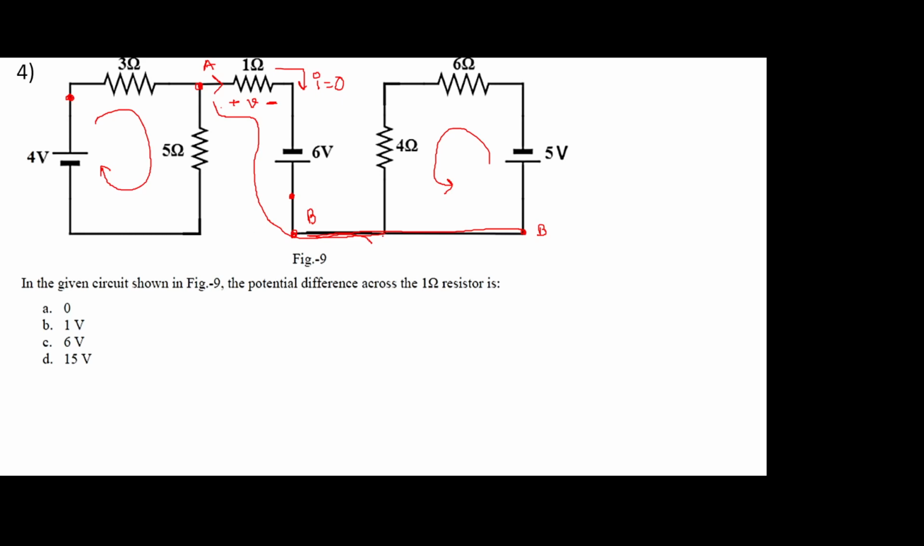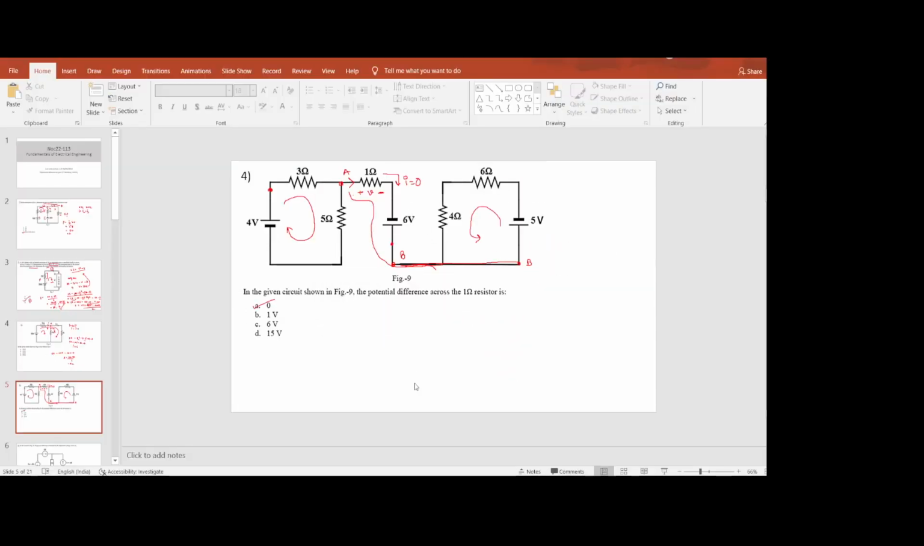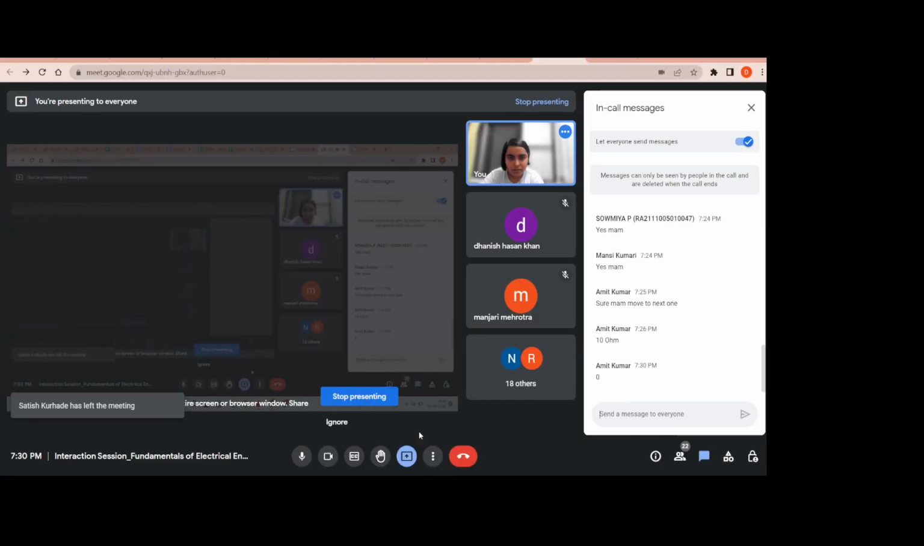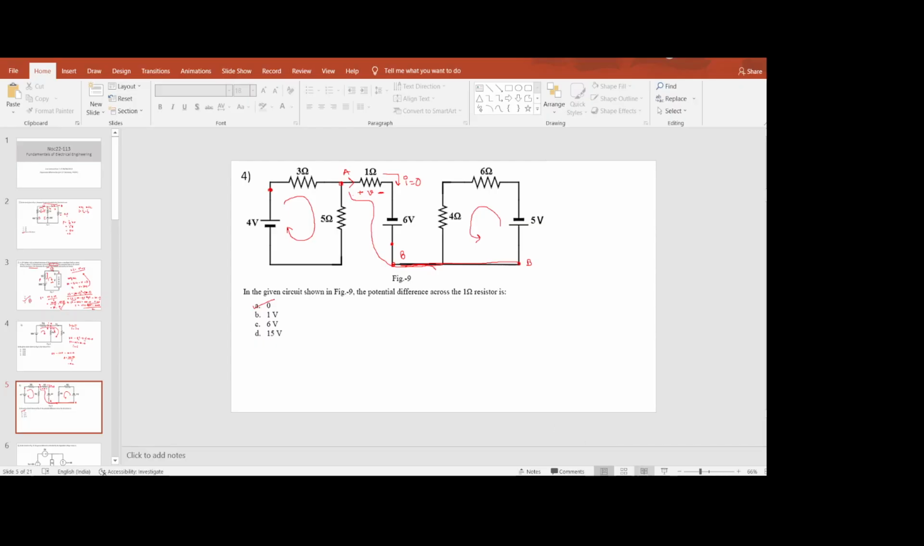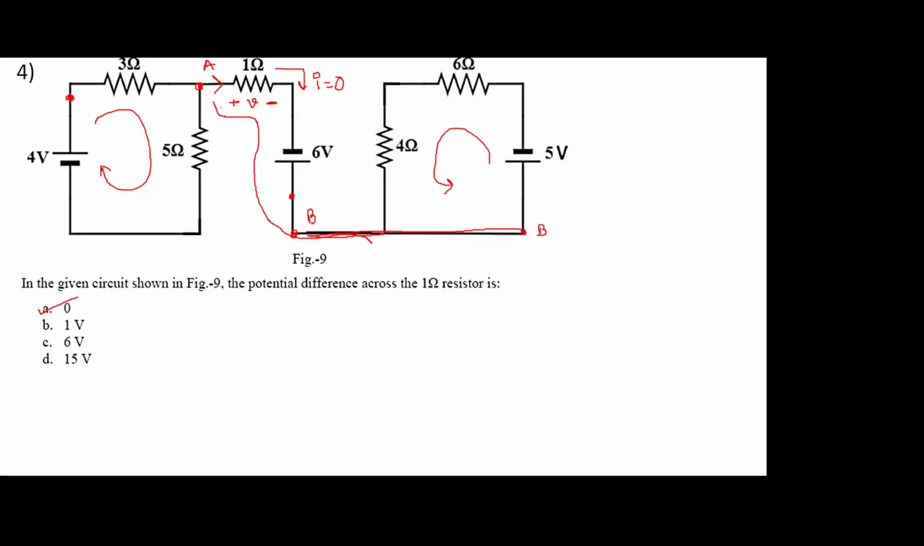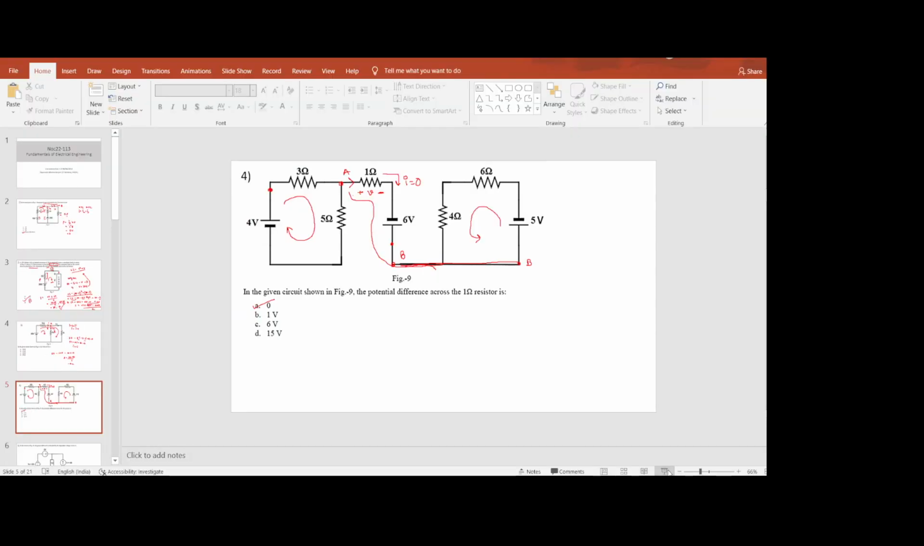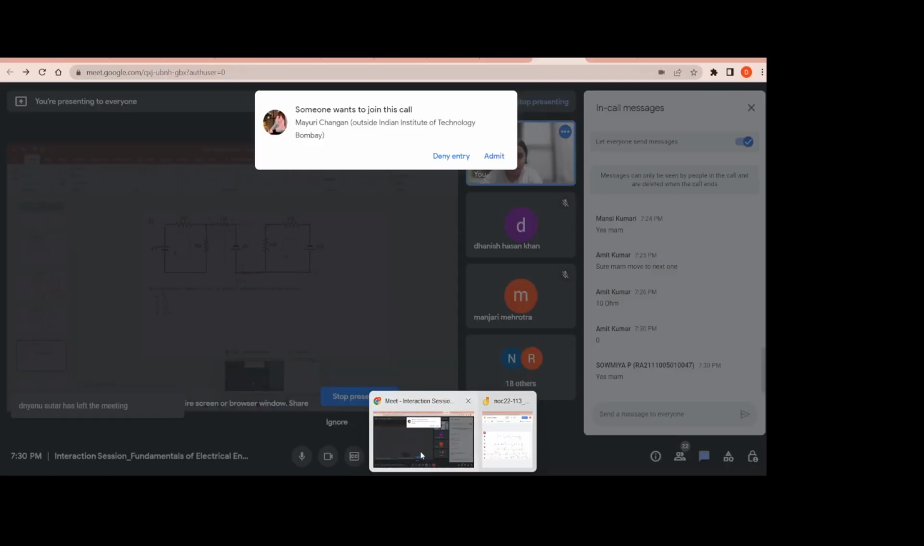That is, it is almost as if it is not present. Since no current is flowing through it, the voltage difference across this resistance will be 0. Right? Everyone clear on this? Yeah. So if anyone has any question, you can ask, or we can move to the next question.